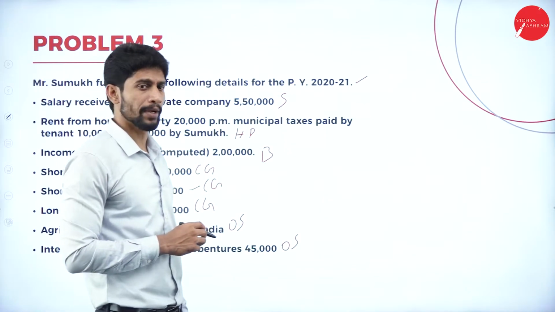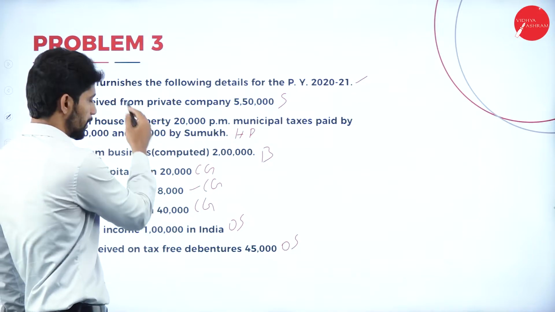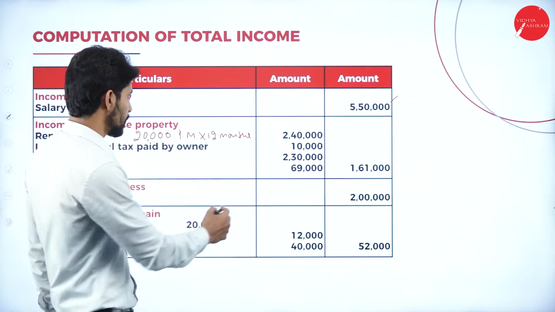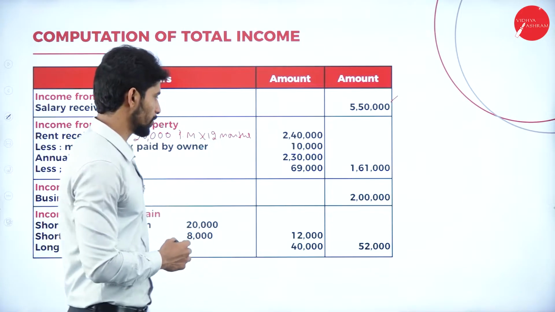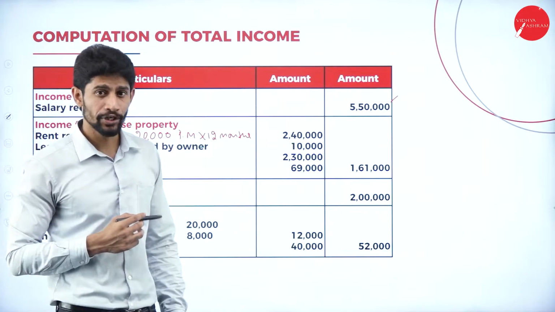And municipal tax paid by the owner. What is the municipal tax paid by the owner? Here by Sumukh, it is rupees 10,000. Deduct that value, you will get 2,30,000. The 2,30,000 is called annual value.